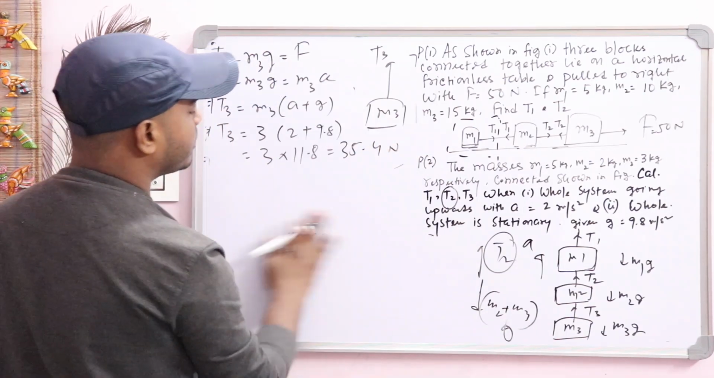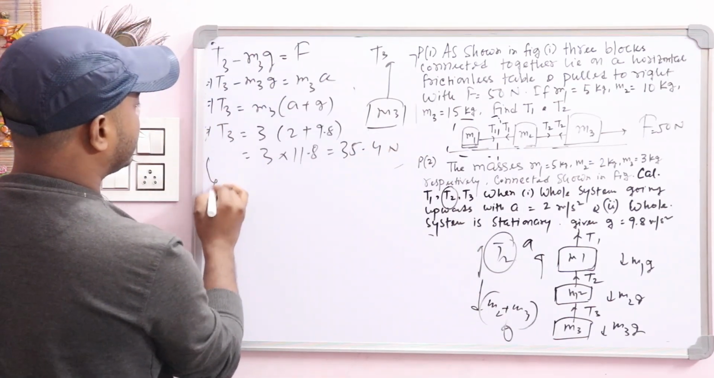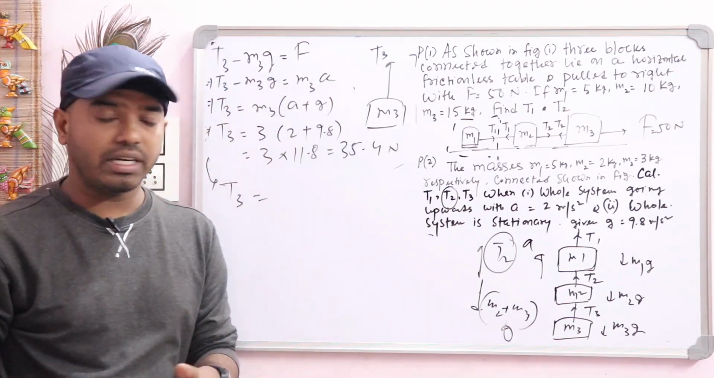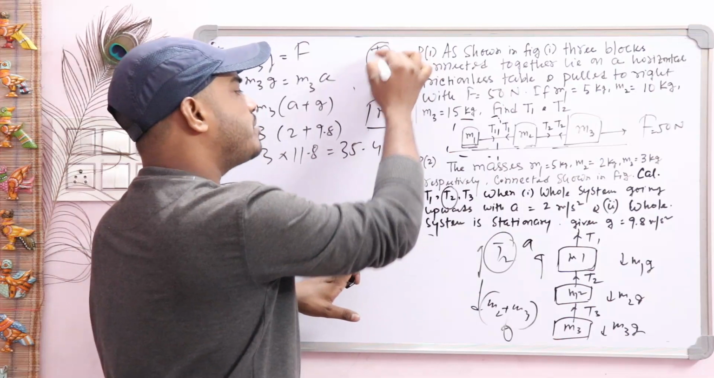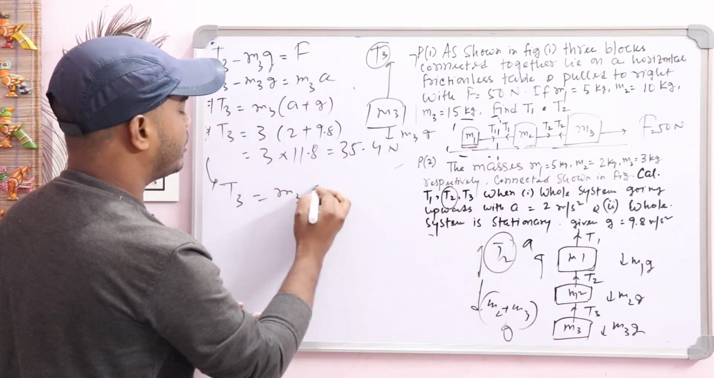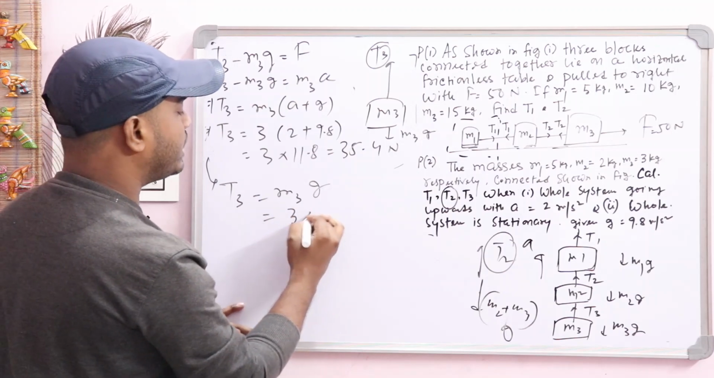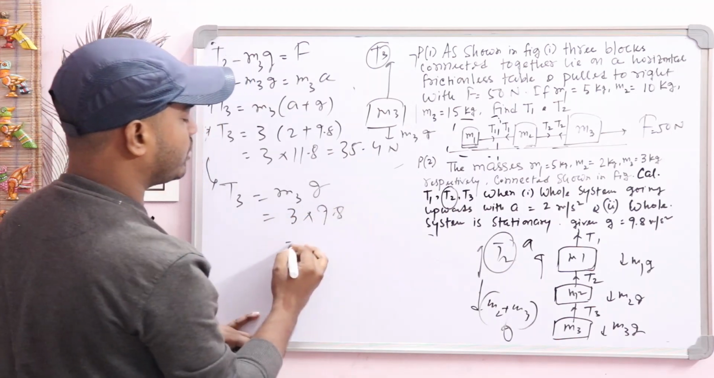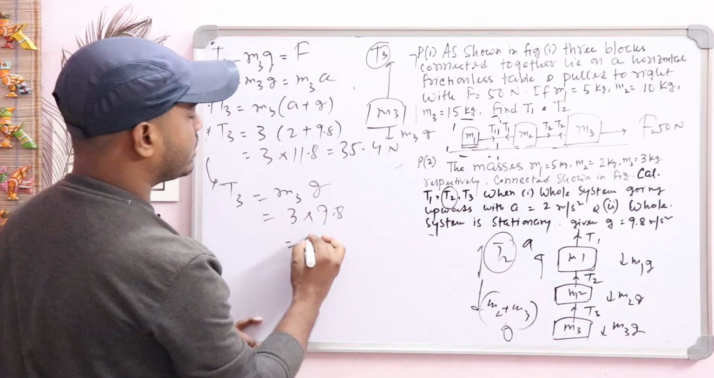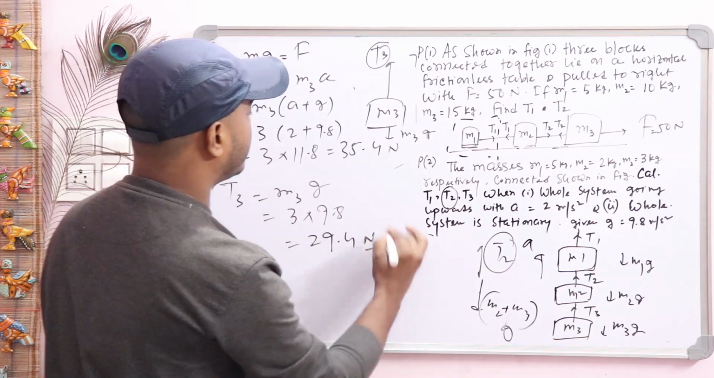35.4 Newton. And for the second case, T3 will be, the net force F is 0, the system is stationary, that means T3 must be equal to M3G. So T3 is equal to M3G, M3 is 3 and G is 9.8, so this one is 27, 3, 8, 24, so this one is 29.4 Newton.